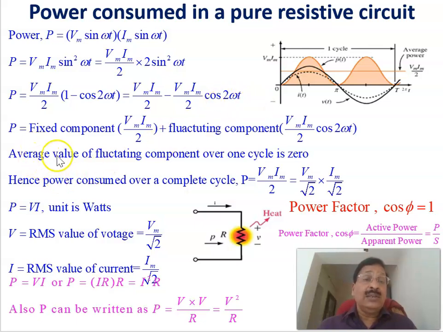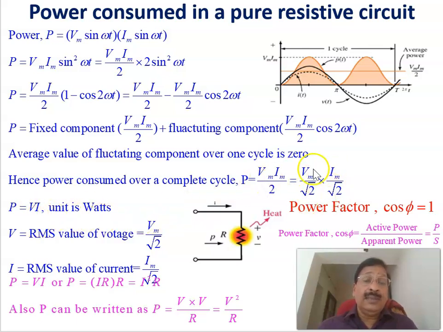Therefore, to calculate the average value, the average value of this fluctuating component will be 0. If you integrate this from 0 to 2 pi, this value will become 0. Therefore, the average power will be the fixed component, which is equal to Vm Im divided by 2, which is equal to Vm by root 2 into Im by root 2, or the RMS value of the voltage into the RMS value of the current. That is the average power consumed by the resistive load, which is equal to Vm by root 2 into Im divided by root 2.